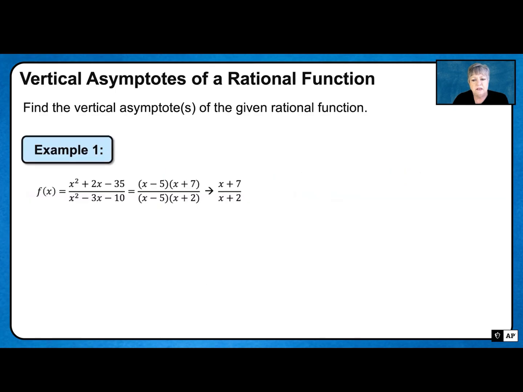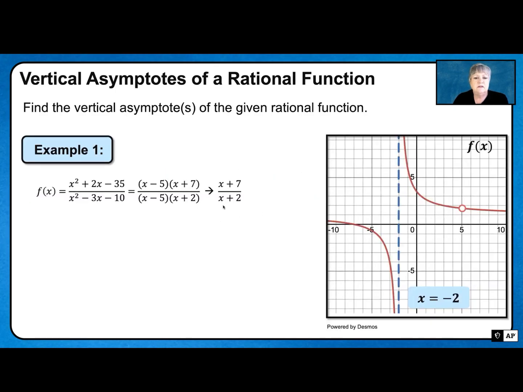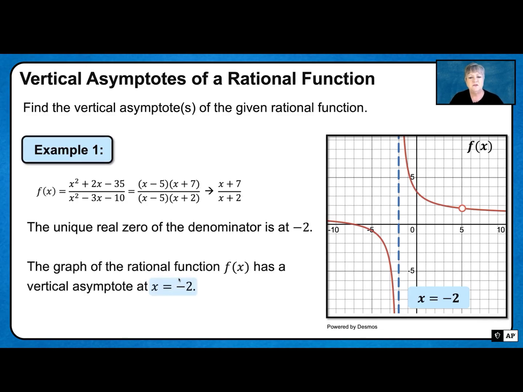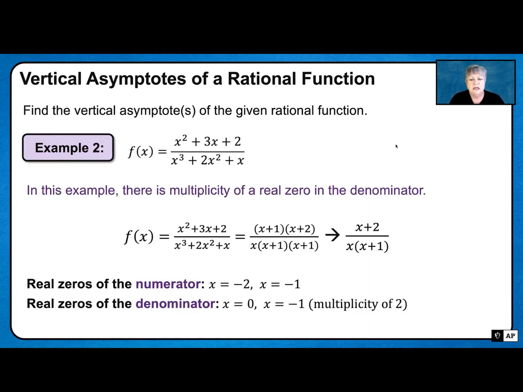So what does that give us as far as vertical asymptotes go? Well, you take a look at the reduced form and you will see that you would have division by 0 if x equals -2, and that is where you'll have a vertical asymptote. Notice that the factor that canceled, x minus 5, does give us a hole there. So our unique real zero of the denominator is -2, and the graph of the function has a vertical asymptote there. In example 2, let's take a look at this particular problem.